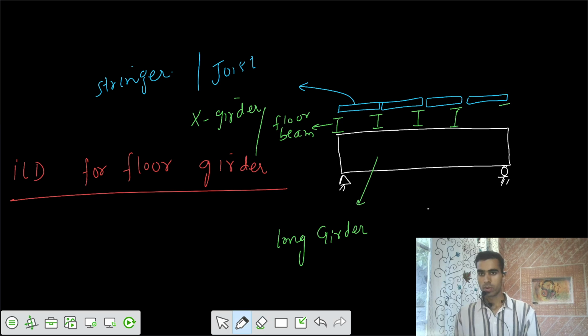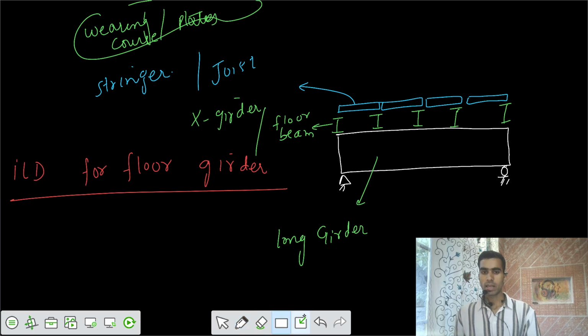On the top we might have some wearing course, or we can have some steel plates. Let's say that we have a plate on the top. This is a plate of some small thickness.